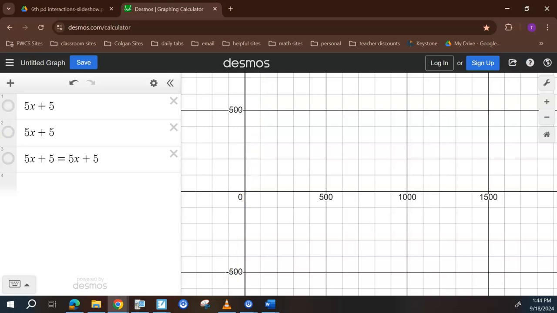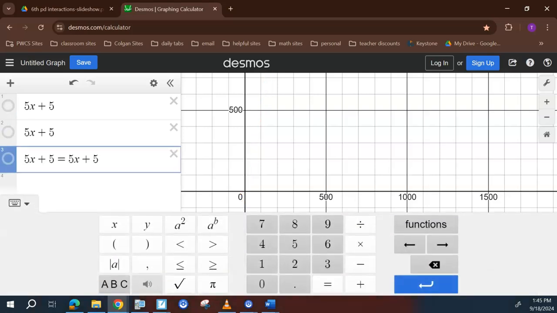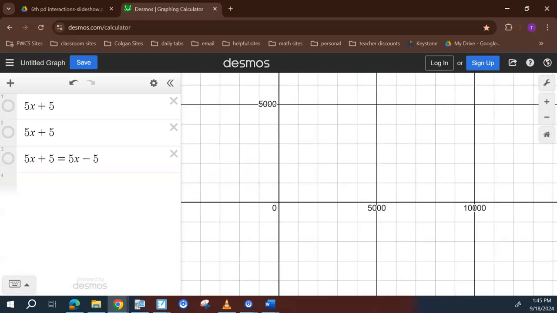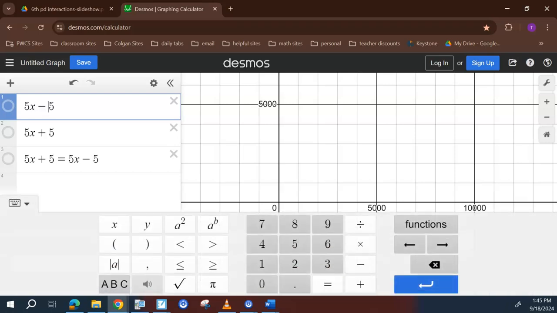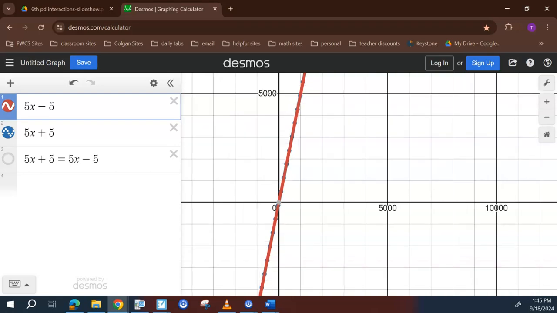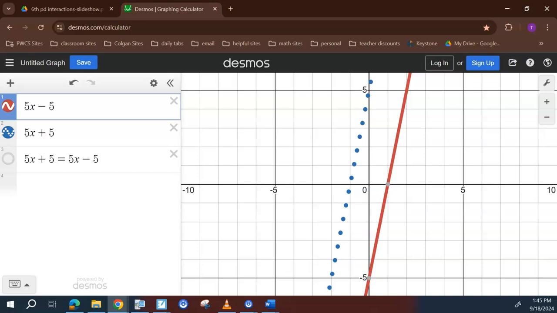But if we had 5x plus 5 and then 5x minus 5, again, you're not going to see anything. But if I were to put those in separately, I can see that right now it looks like they're on top of each other. But they're actually 2 different lines. So if you put them in and you get 2 different lines, that would tell you it's no solution. Okay? So use that to double check yourself.